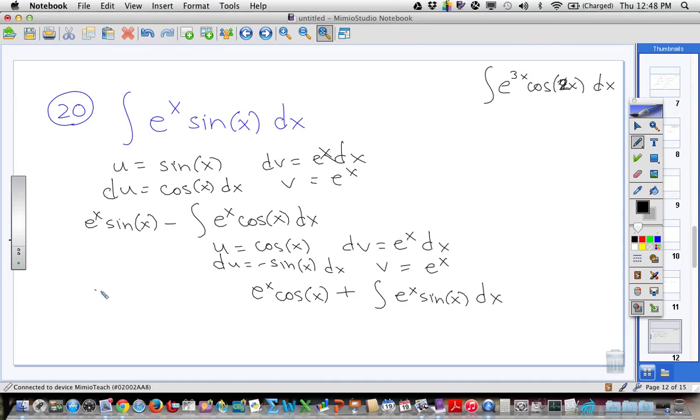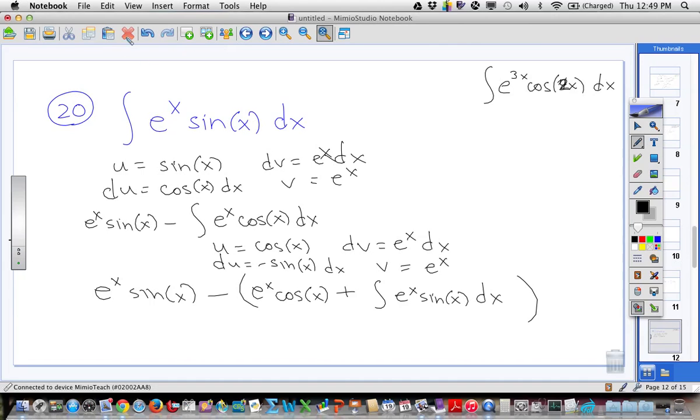Okay, so let me write what I've got so far. I've got e to the x sine x minus, and then all this, right? So I distribute that negative. All right, now what do I really have? What I really have now is that this is equal to this. Would you agree with that? Okay, this is equal to this.